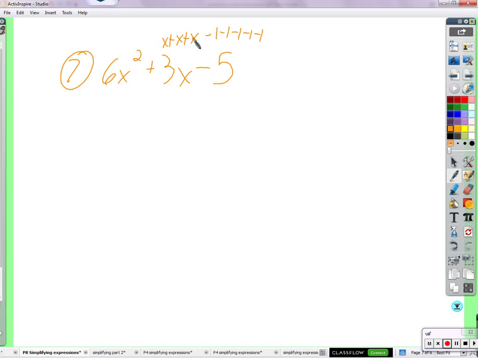Okay, well, here we have some other thing. Or actually six other things. What are these things? 6x squared. This is an x squared, plus an x squared, plus an x squared, plus an x squared, plus an x squared, plus an x squared. There's six of them.